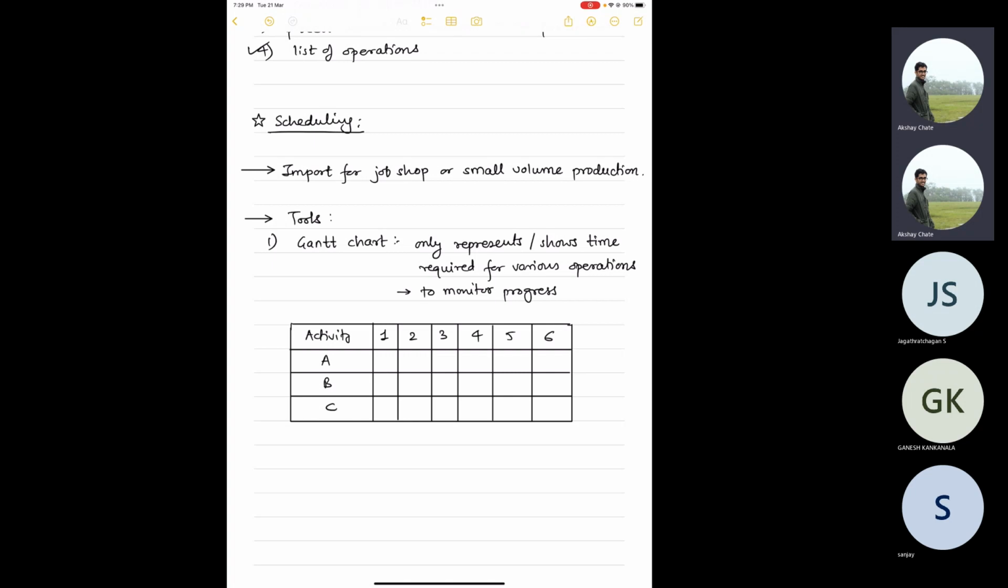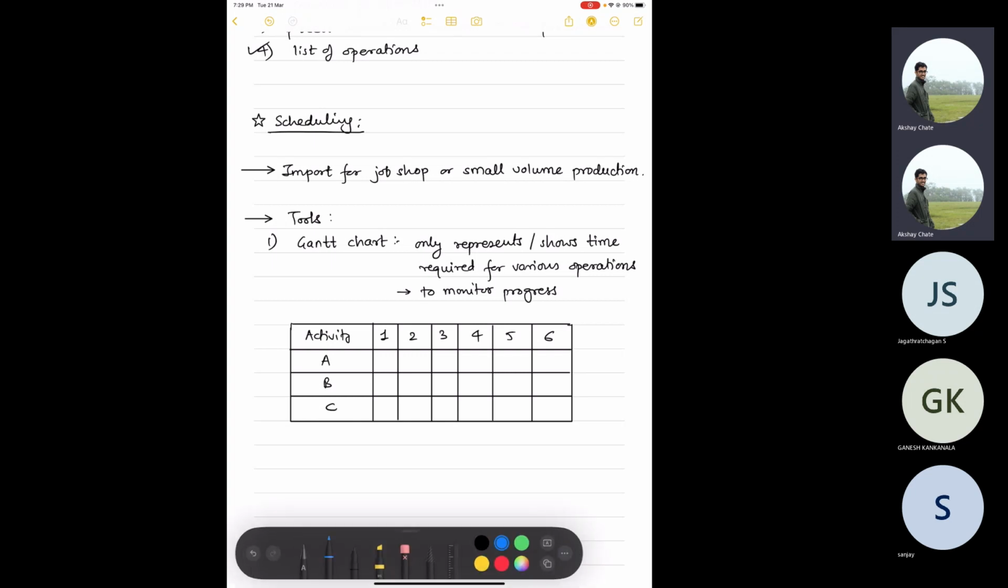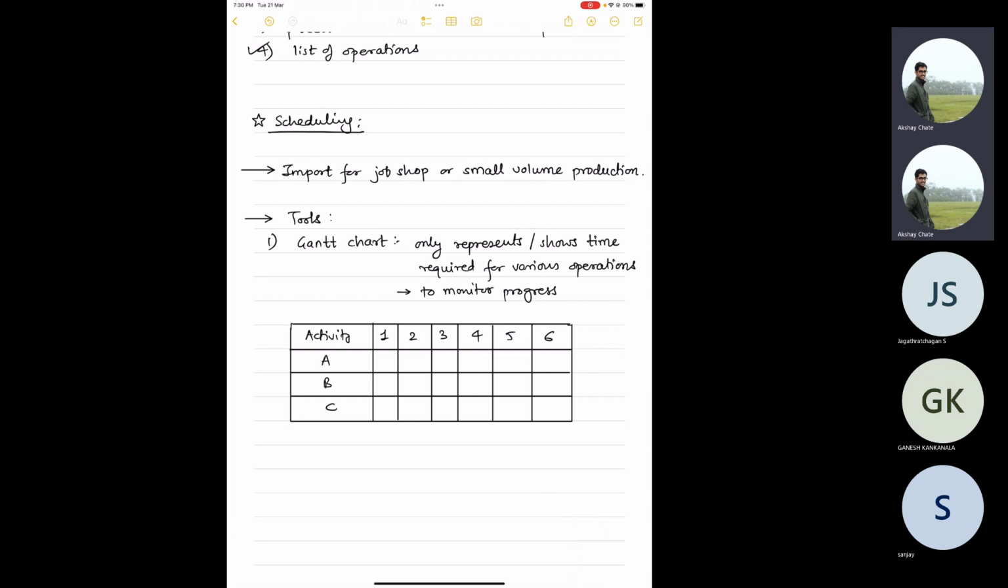Now, if you are planning to do this job, what you'll do while scheduling is allocate a start time and end time to a particular activity, and these red brackets mark that. So activity A is supposed to start from day one and end by day two, and that's how it goes.